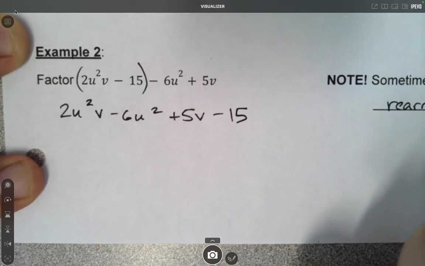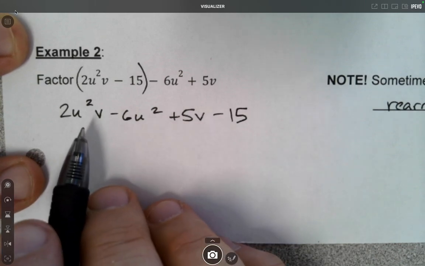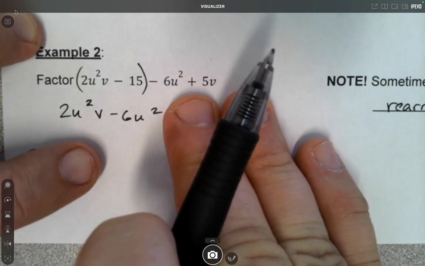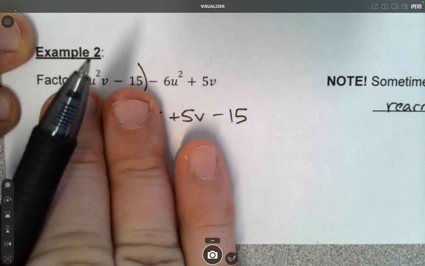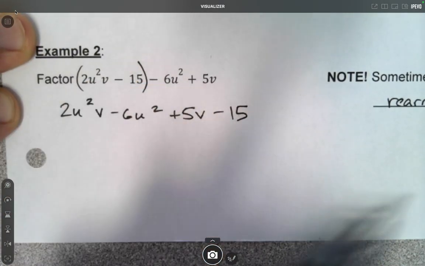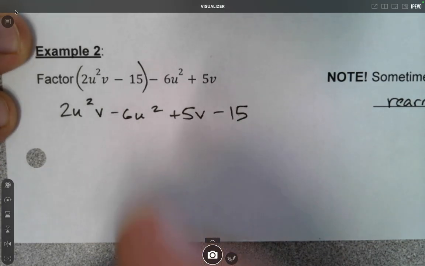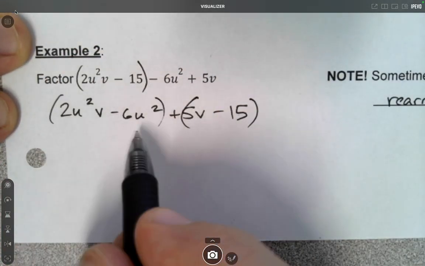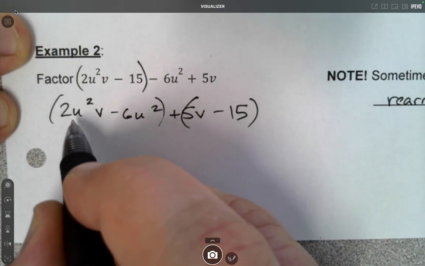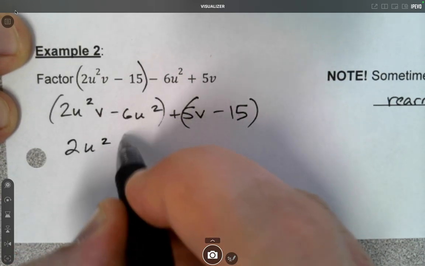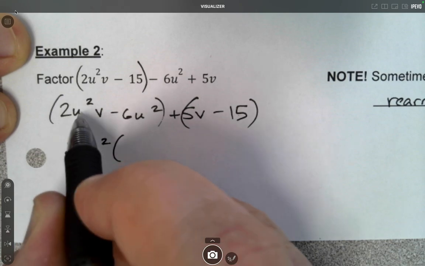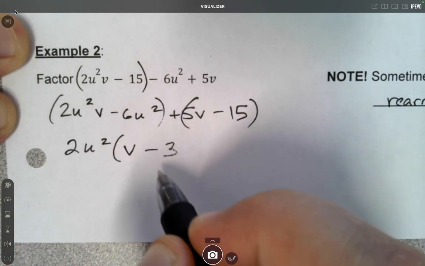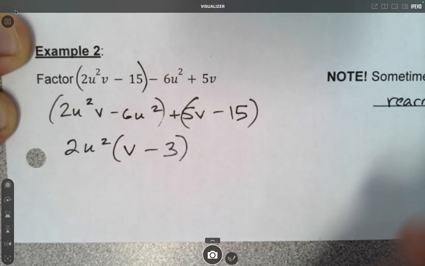In general, looking just at the pairs, the stuff with more variables tends to go first. So now we can group them in pairs. These both have 2 in common. They both have u squared in common. So I took away the 2 and the u squared, leaving a v. 6 divided by 2 is 3, but I took away the u squared, so it's just 3 left over.